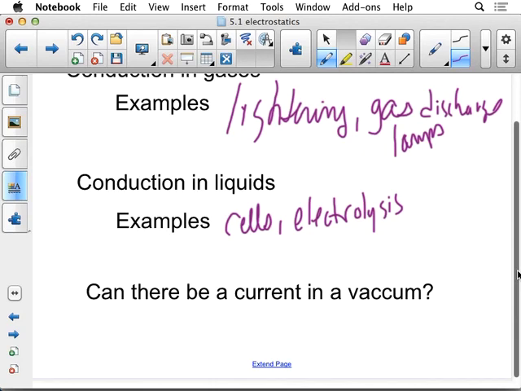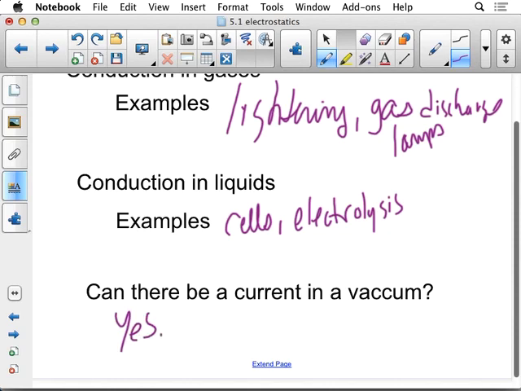Okay, so can there be a current in a vacuum? Well, technically, it wouldn't be a vacuum if there's anything in there, including the charges, right? But in a situation where you have a vacuum and then you create some charges that are free to flow and float around in a vacuum, yes, you could have a current. Okay? So the answer is yes.